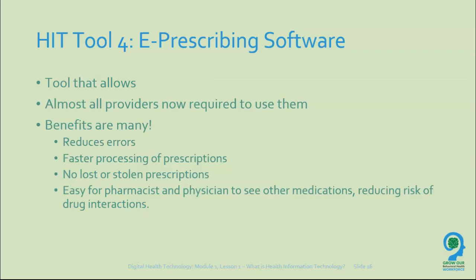They reduce errors. They lead to faster processing of prescriptions, as the prescription can be ordered from the office before the patient even leaves. No lost or stolen prescriptions, which is especially helpful and important when prescribing controlled substances. Finally, it's easy for the pharmacist and physicians to see other medications, which reduces the risk of drug interactions.